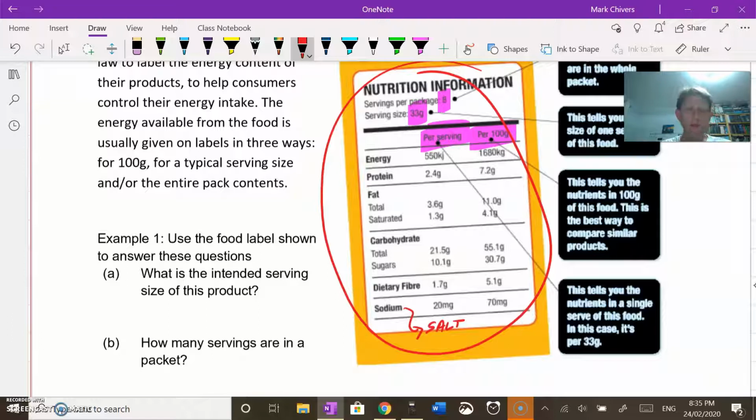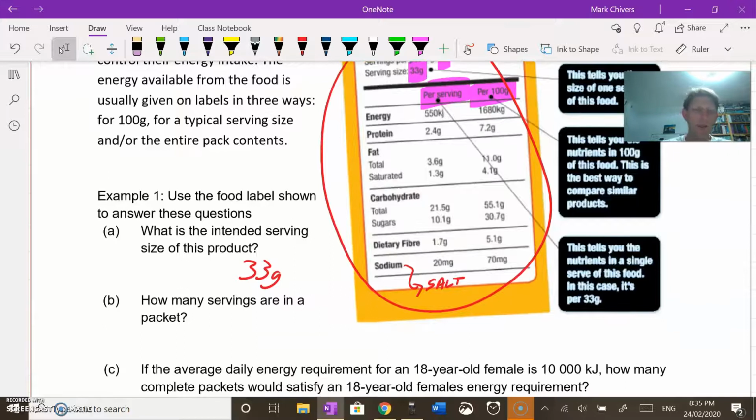So just looking at this particular food label, what's the intended serving size of the product? Well, that's written right there on the label, which is now in purple highlighter as 33 grams. So in other words, when we look at the per serving size, if we're having a serving of 33 grams, then that'll be accurate. But if we're having a larger or smaller serving than 33 grams, we'd need to adjust. The next question is how many servings are there in a packet, and that's written just above where it says servings per package, and that's 8.